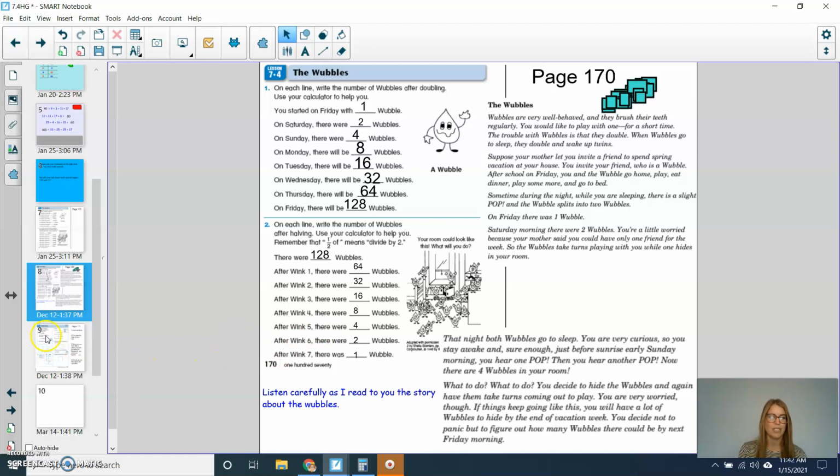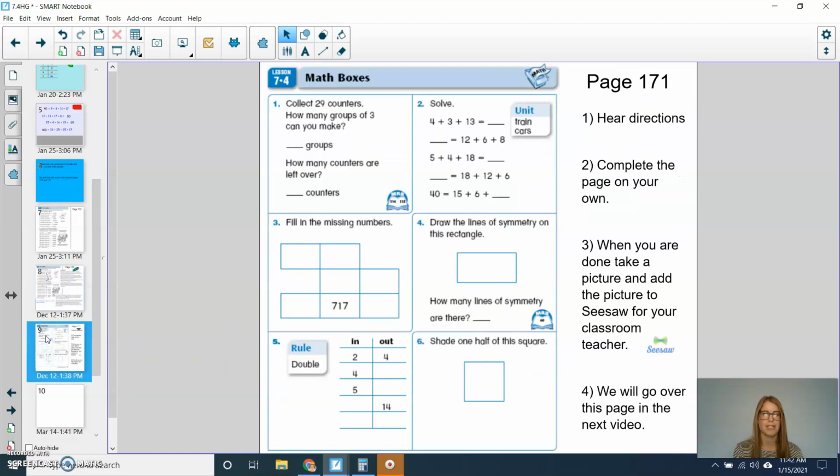The last thing that we'll do today is talk about our math boxes. If you can look at page 171, I'll talk about the directions when you're all done. If you could take a picture and add that picture to Seesaw for your classroom teacher, we will go over this page in our next video.